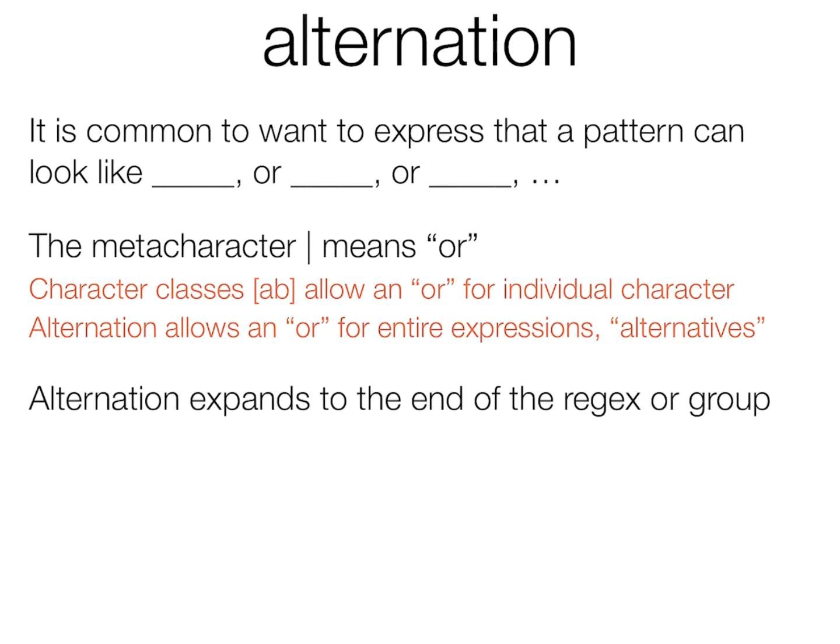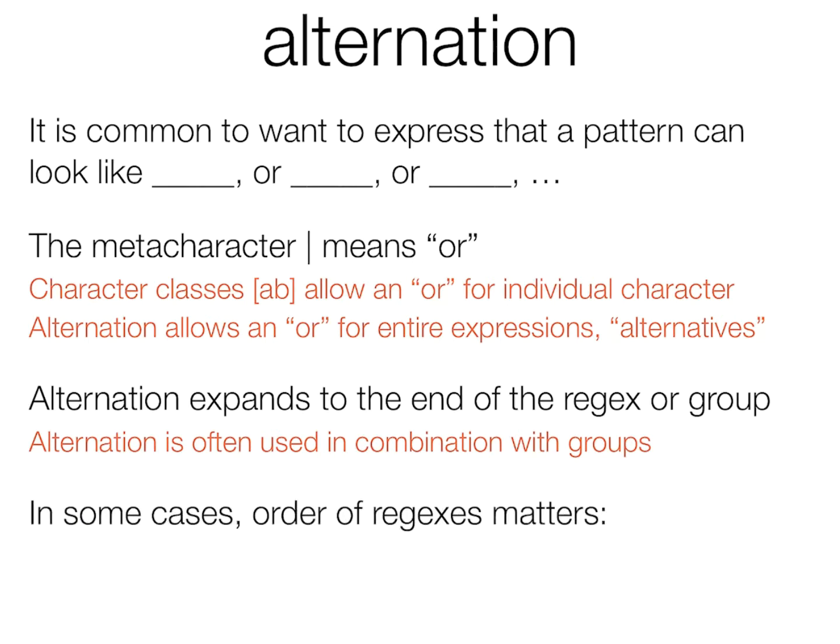Now, these regular expressions are going to extend to some boundary, right? If they're expansive past one character, you have to say, well, how far will they expand in the regular expression? And the rule is they'll either expand to the end of the regular expression or they'll extend to the end of the group. So alternation is almost always seen in combination with groups. Occasionally you'll see it without groups, but almost always you'll see it with groups. In some cases, the order of the regular expressions listed in the groups matters.